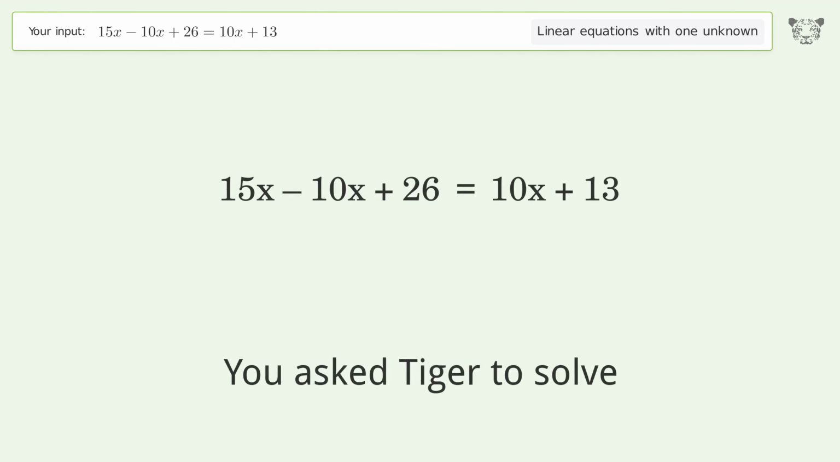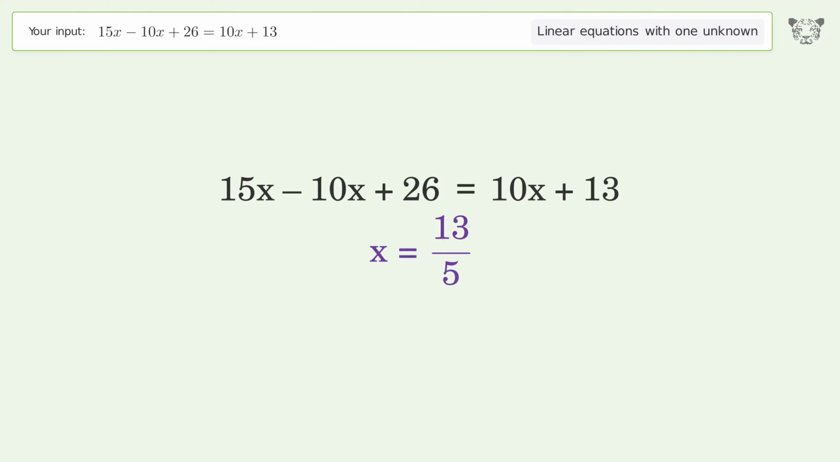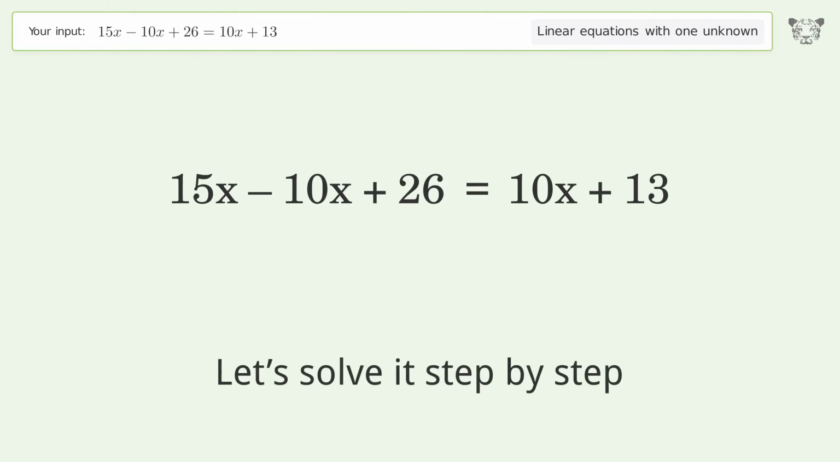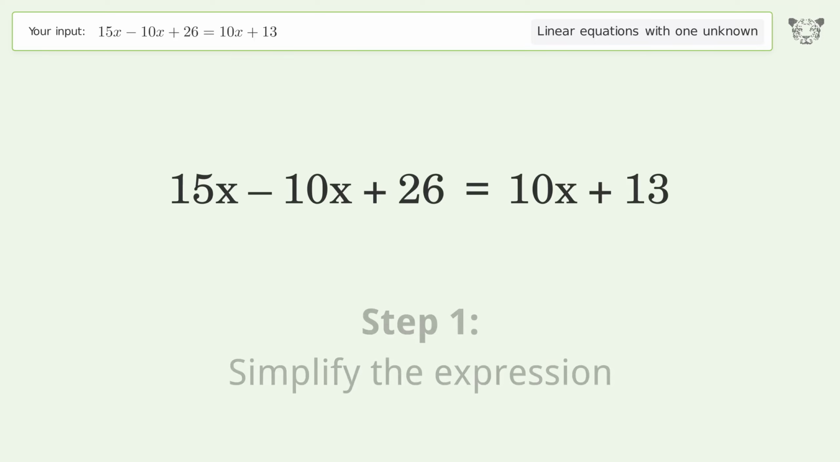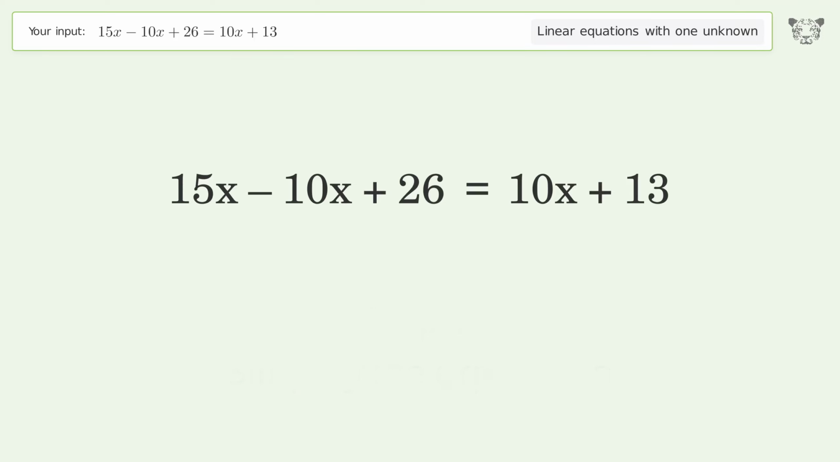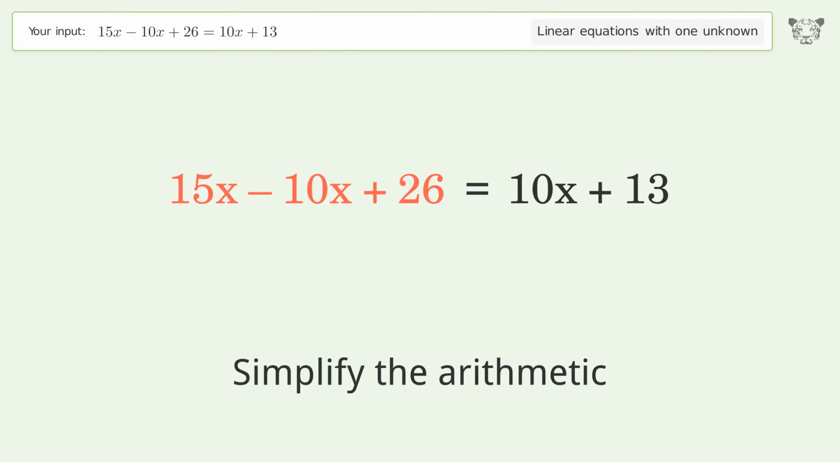You ask Tiger to solve this. It deals with linear equations with one unknown. The final result is x equals 13 over 5. Let's solve it step by step. Simplify the expression. Simplify the arithmetic.